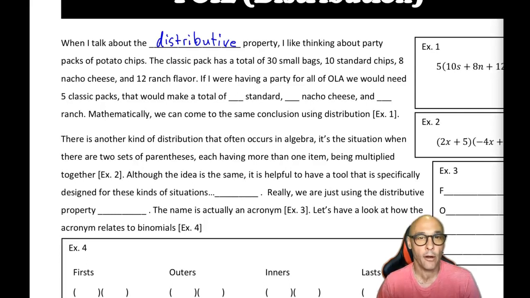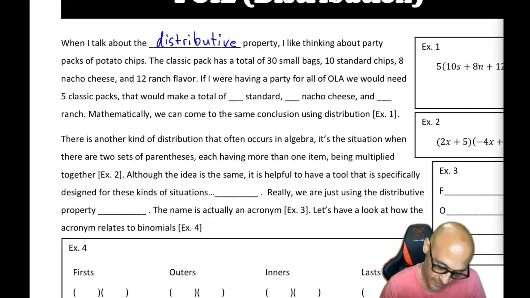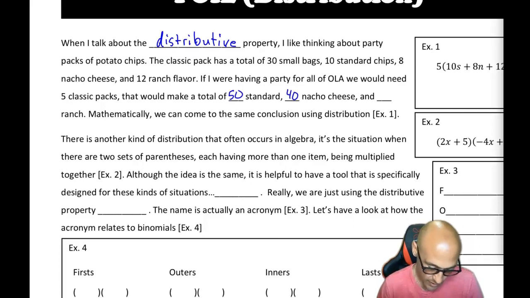If I were having a party for all of OLA, we would need 5 classic packs. That would make a total of, let's see, 5 times 10, that would be 50. 8 times 5, that would be 40. And 12 times 5, that would be 60. So 50 standard, 40 nacho cheese, and 60 ranch.